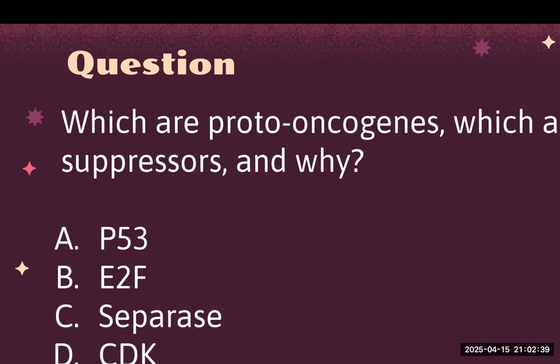So there's that first checkpoint we talked about, which is the what checkpoint? Restriction, which is when? Late G1. And when is the spindle assembly checkpoint? Somebody tell me. Okay, all right. And CDK. CDK, proto-oncogene or tumor suppressor?